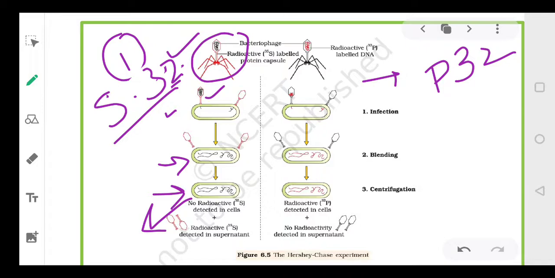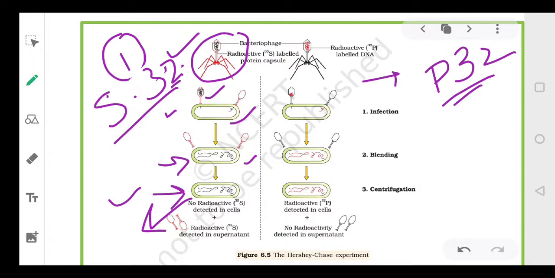So bacteriophage, it will attach with the surface. It will put the genetic material into the bacterial cell. Now we'll analyze the bacterial cell to observe the radioactivity. But the genetic material did not have any radioactivity. यहाँ पर हमने ऑब्जर्व किया कि जो जेनेटिक मटीरियल है उसके अंदर रेडियो एक्टिविटी नहीं थी. Clear? In second case, where we have made the DNA radioactive by taking phosphorus 32.